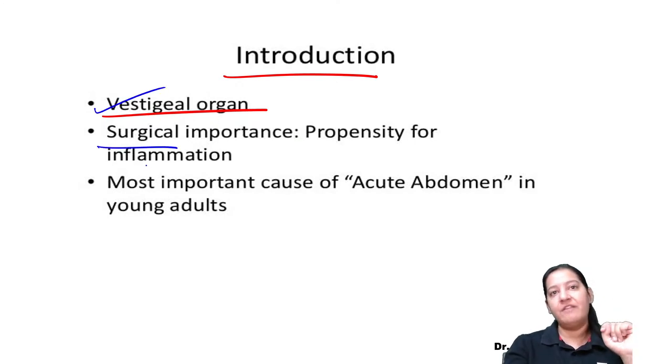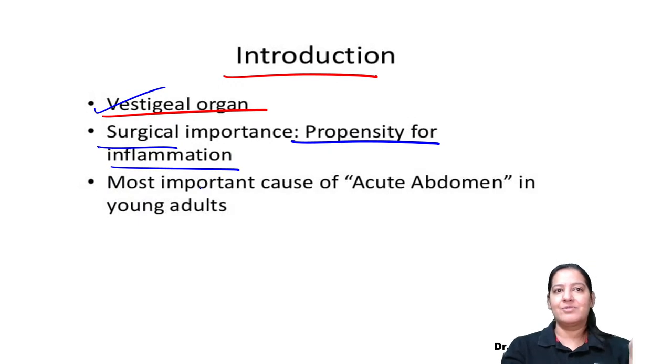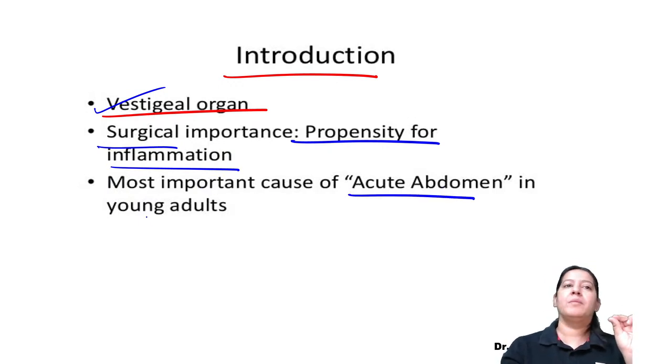But if you are a surgeon in future, now it is not a vestigial organ for you. It is an organ for your earning. Most surgeons earn from acute appendicitis cases only, by doing surgeries on such patients. So it has a propensity for inflammation. It has surgical importance, right? It is the most common cause of acute abdomen in young adults.